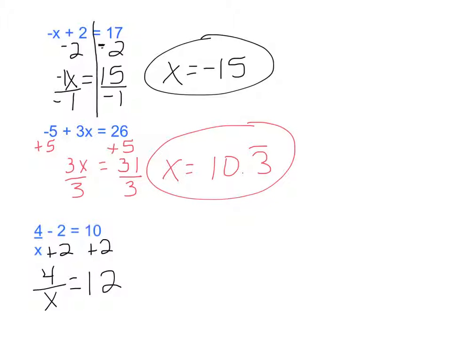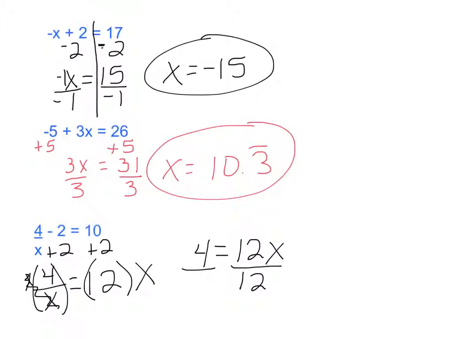Now this is the part that gets confusing for some people. We're going to get rid of whatever's in the bottom of that fraction, and we're going to get rid of that by multiplying. So I'm going to multiply both sides of my equation by an x. And when I do that, x divided by x, that's still my 1. So I have 4 equals 12x. And then I'm still not done because x isn't by itself. I need to divide by 12. And so in this case, x would equal 1/3, or 0.3 repeating.